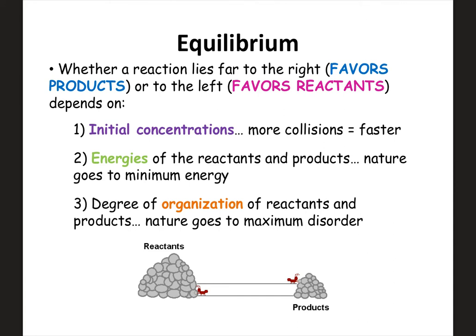The energies of the reactants and products are important. Nature prefers this minimum energy state, so that's going to determine whether you're going to the reactants or the product side. And basically, the degree of organization of the reactants and the products is important as well. Nature prefers more disorder, okay? So these things contribute to whether a reaction will go more toward the product side, or whether the reaction will stay more on the reactant side. You have to look at all these different things to see where an equilibrium will lie.